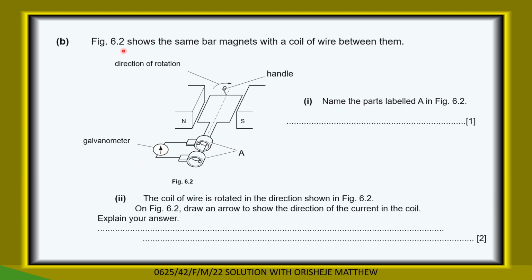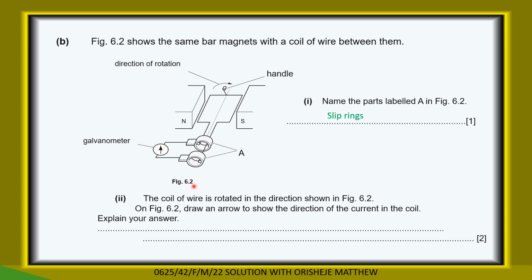Now question B, show the same bar magnets with a coil of wire between them. So we have the coil of wire, a loop of wire. And when it is being rotated, so now from mechanics, you are rotating a conductor in a magnetic field. So that is a generator. So what is the question here? Name the part labelled A, that is the slip rings. These are the slip rings. That is what makes the current an alternating current.